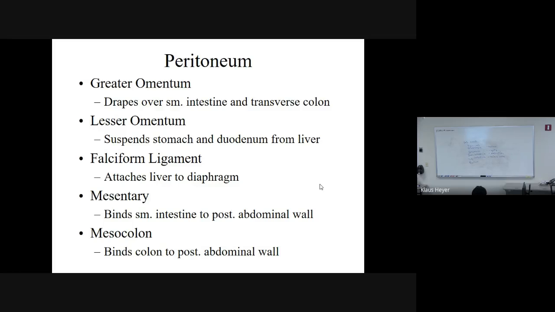But there are different peritoneum. I'm going to come back to this slide here, or maybe I'll just let you write this down and then I'll go backwards, right? So yeah, the greater omentum. So belly fat. There are all these commercials telling you what belly fat is. It's the greater omentum. That's what it is.